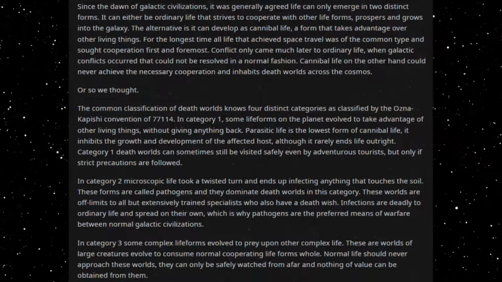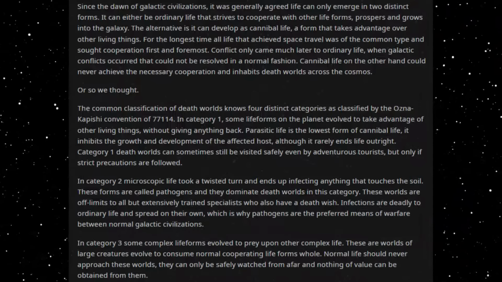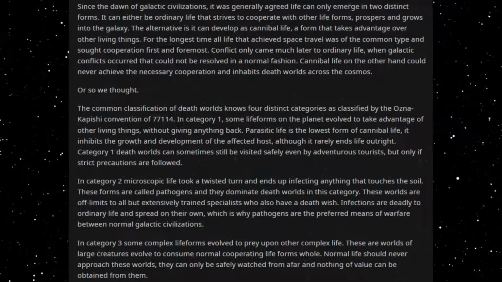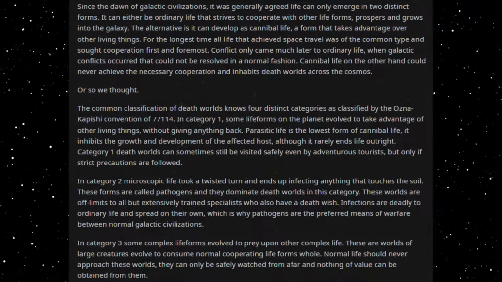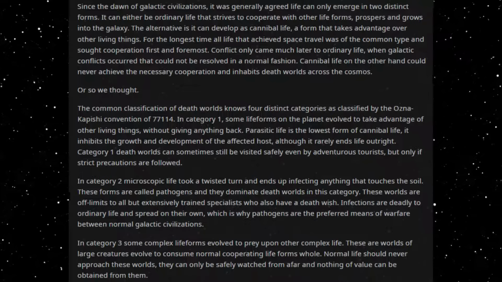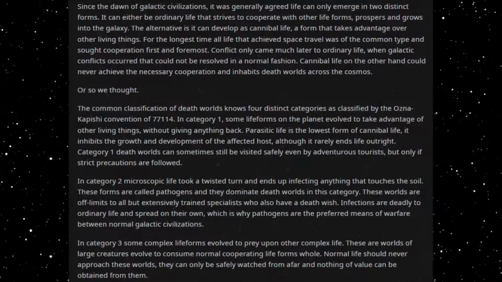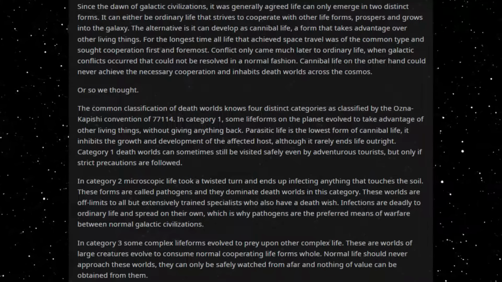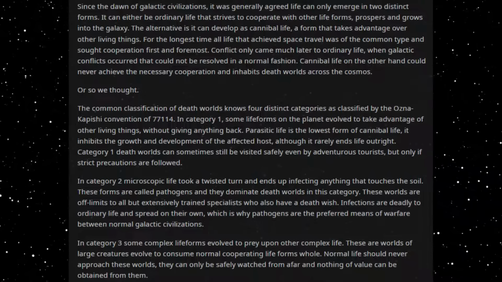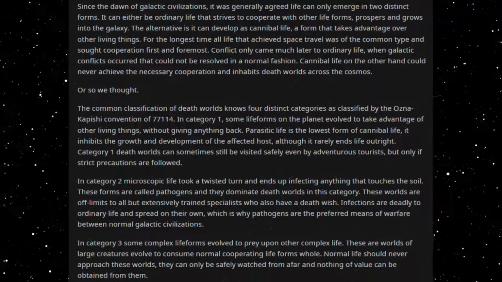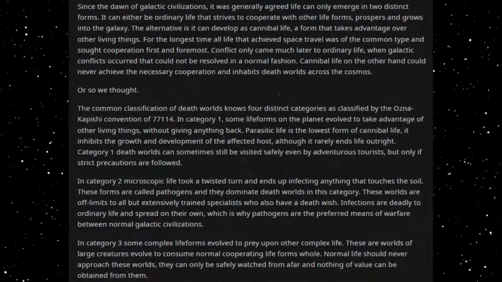Category 1 death worlds can sometimes still be visited safely, even by adventurous tourists, but only if strict precautions are followed. In Category 2, microscopic life took a twisted turn, and ends up infecting anything that touches the soil. These forms are called pathogens, and they dominate death worlds in this category. These worlds are off limits to all but extensively trained specialists, who also have a death wish. Infections are deadly to ordinary life and spread on their own, which is why pathogens are the preferred means of warfare between normal galactic civilizations.